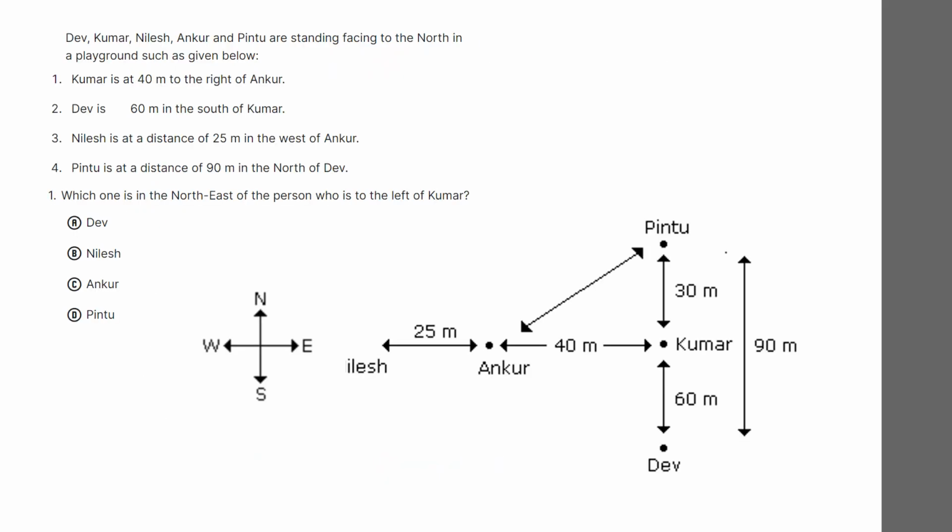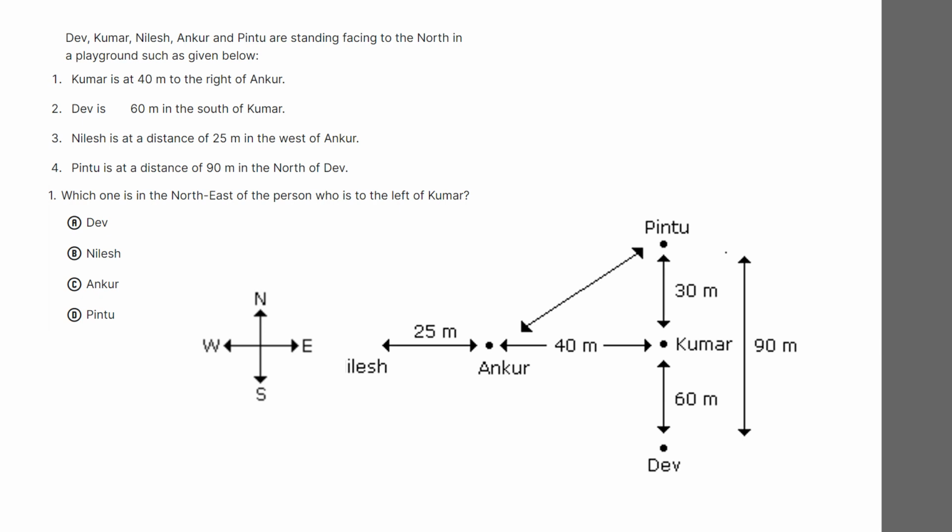Now coming to the next example. So here first the situation will be described in 4 or 5 sentences, and from that described situation they will ask us questions. Now what is the situation here is, it is framed between some 4 or 5 friends. We can see here Dev, Kumar, Nilesh, Ankur and Pintu are standing facing to the north in a playground such as given below.